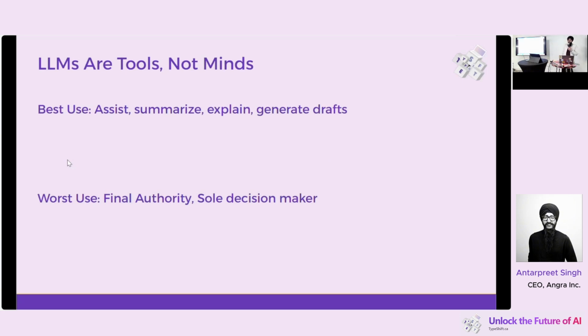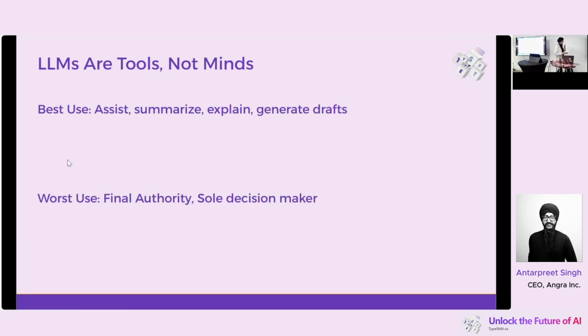And LLMs are tools, they are not minds. So the best use case for LLMs is assistance. They can assist the person that is using the tool. They are great at summarizing things. They're great at explaining things. And with higher temperature, they are great at generating drafts, because you can play around with high temperatures and generate novels or images, etc., and get inspiration from it.